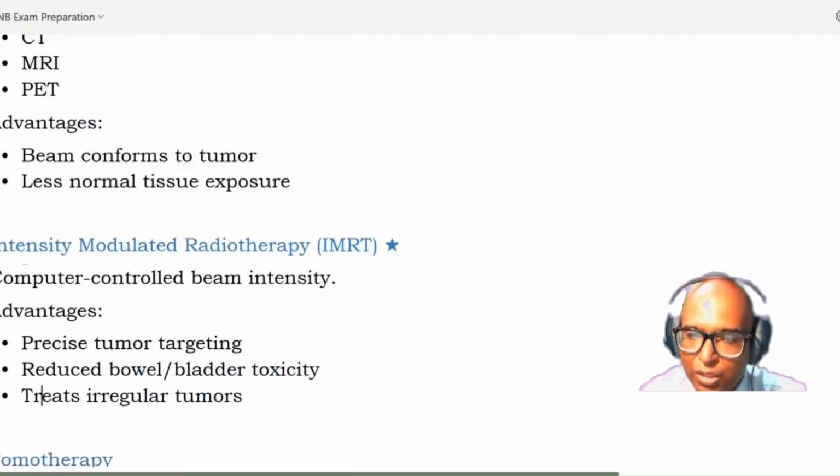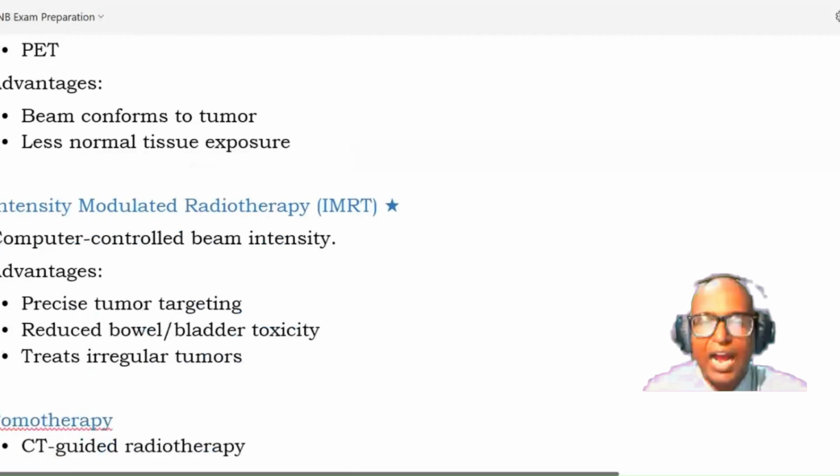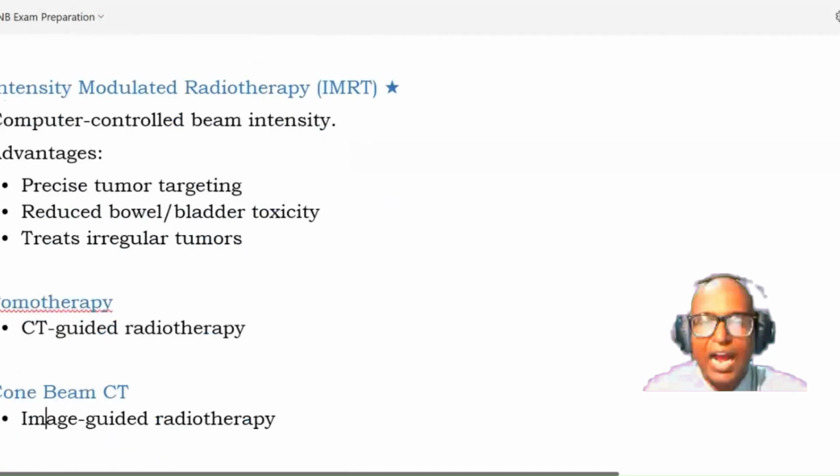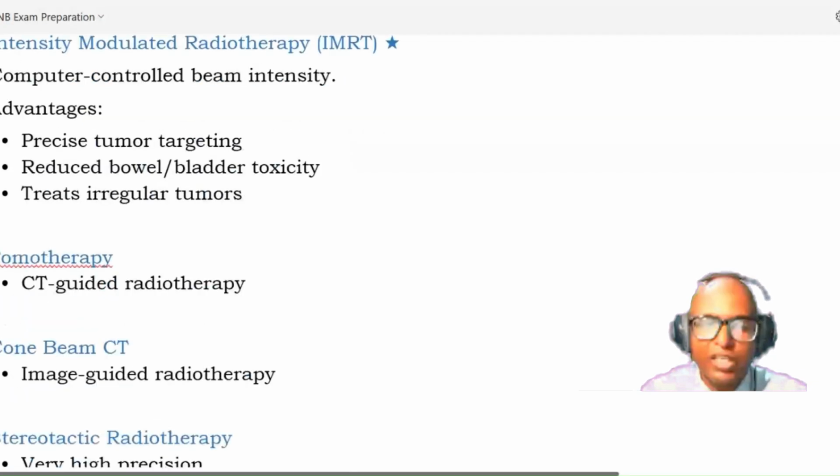Okay, computer controlled beam intensity is there. Advantage is precise tumor targeting, reduced bowel and bladder toxicity, and it treats irregular tumors. Then you have tomotherapy, where CT guided radiotherapy is given. Then you have cone beam CT. Here image guided radiotherapy is given.